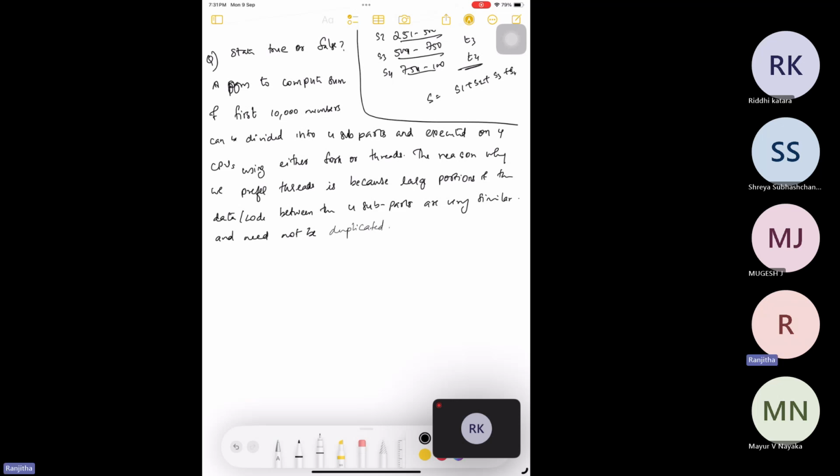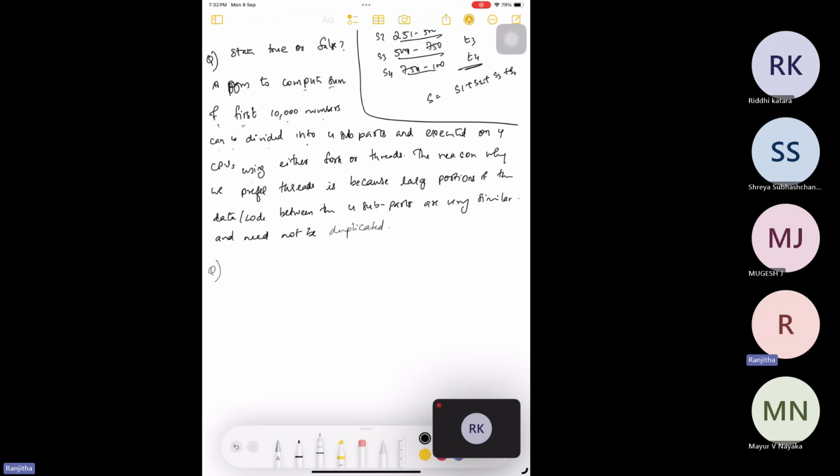Is this true or false? Read through this. If my handwriting is not legible, I will read it. State true or false. A program to compute the sum of first 10,000 numbers can be divided into 4 subparts and executed on 4 CPUs using either fork or threads.